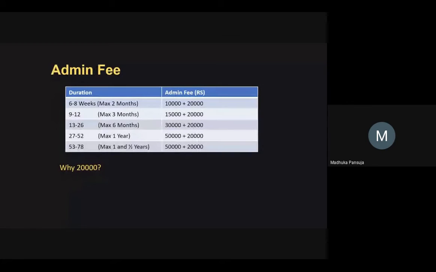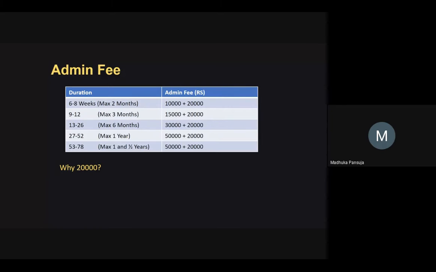The next thing is, with these categories, the admin fee also changes. The admin fee is the fee that we charge the company for the service that we provide. This fee comes to us, not the EP. The admin fee is also categorized in 6 ways according to these 6 categories. The first one is 10,000 plus 20,000, that means 30,000. Next 35,000, 50,000, 70,000, 70,000.